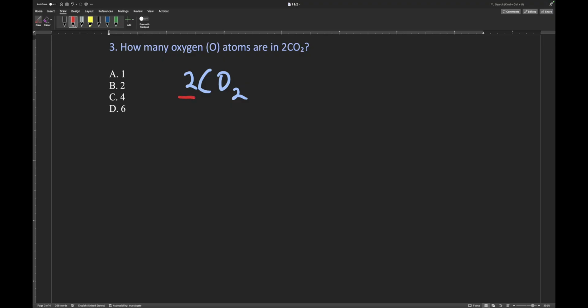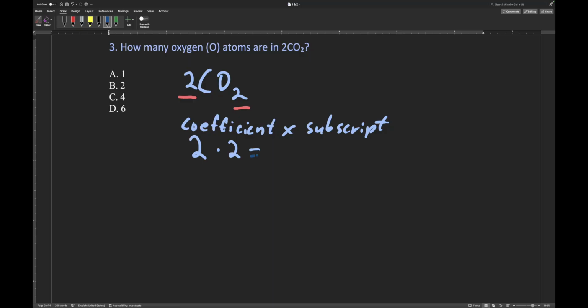I'm gonna multiply the coefficient times the subscript. So the coefficient is 2, I already wrote that, times the subscript 2, and that's going to equal 4. So my right answer is 4 for this one. Then I'm going to move forward.